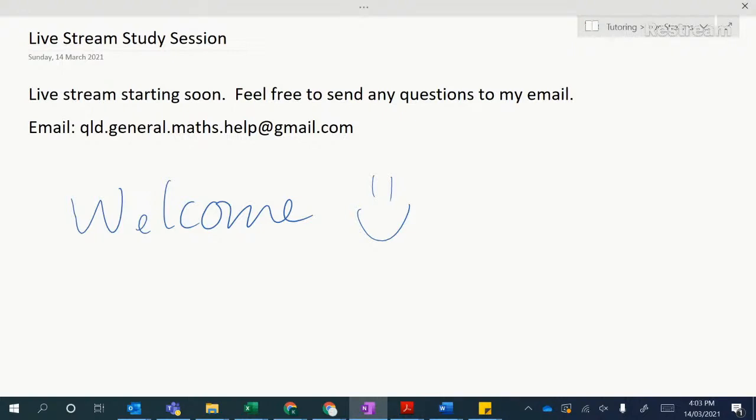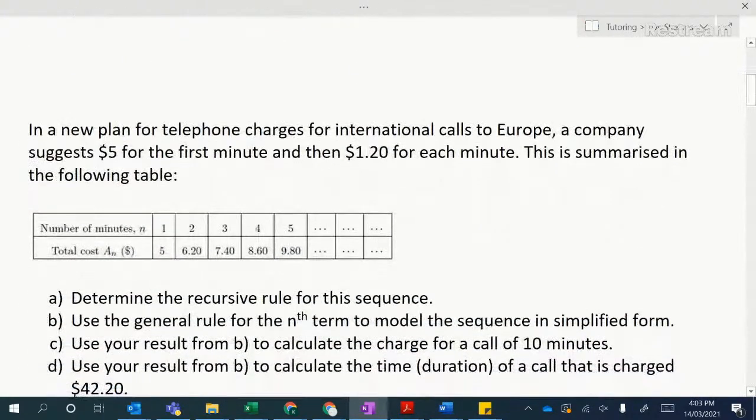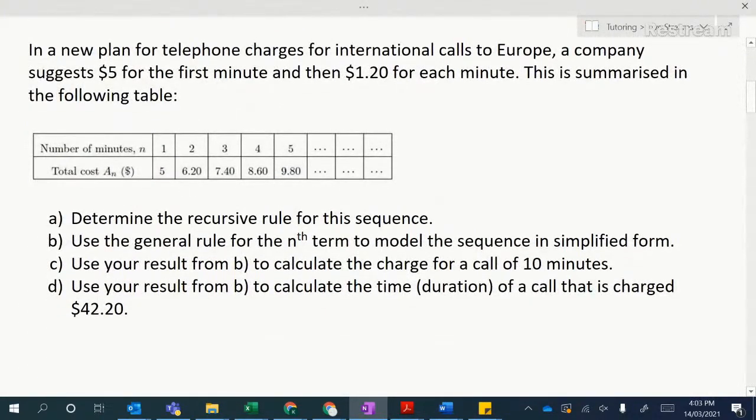Okay, so let's get started on a question then. Like I said, my first request was about arithmetic sequences. So let's do a question on that. Here it goes. In a new plan for telephone charges for international calls to Europe, a company suggests $5 for the first minute and then $1.20 for each minute. This is summarized in the following table: first minute, $5, and then the next one, an extra $1.20, and so on.